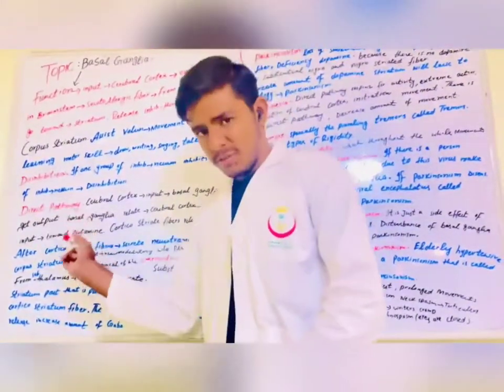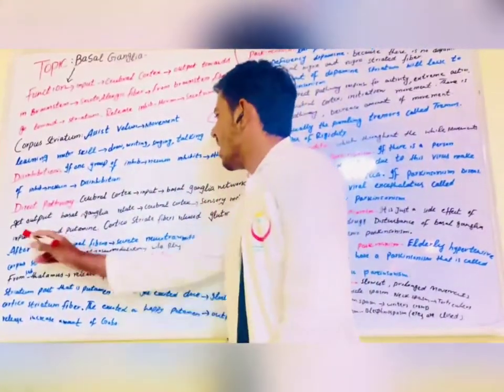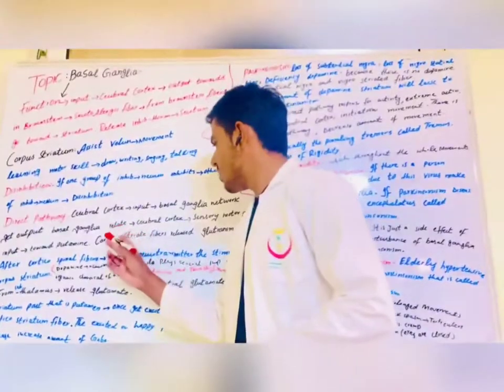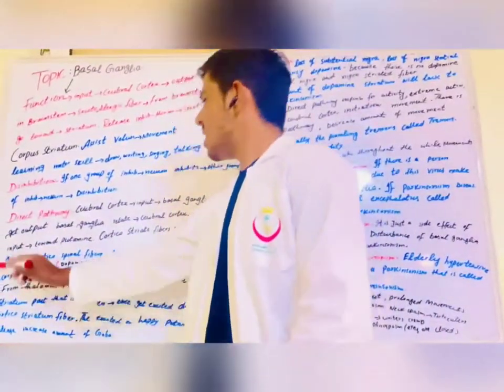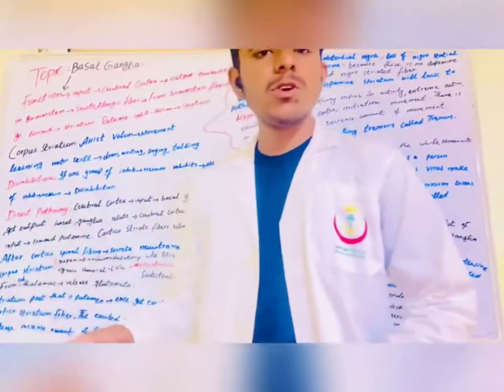Furthermore, we have the direct pathway. The cerebral cortex gets input from the basal ganglia network and gets outputs from the basal ganglia network, which is directly related with the cerebral cortex as sensory motor areas. Furthermore, the cerebral cortex input moves toward the putamen, which is part of the striatum.